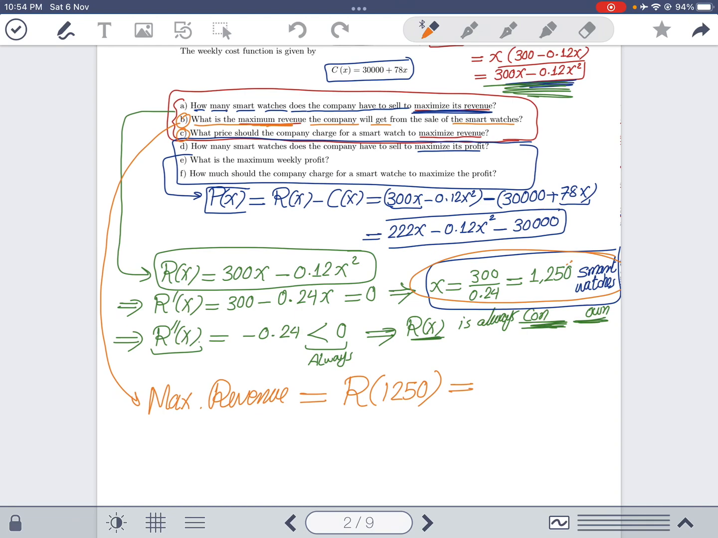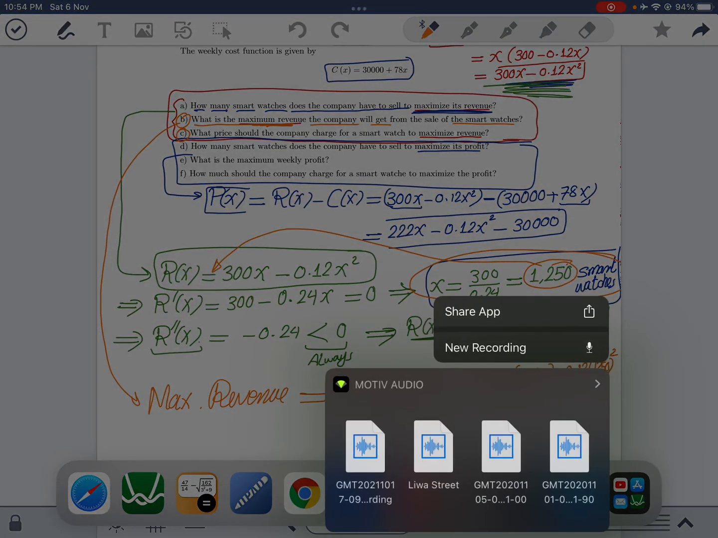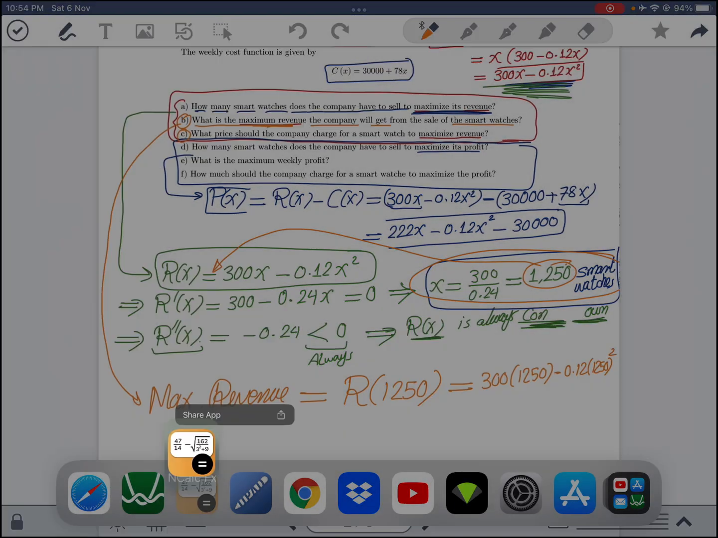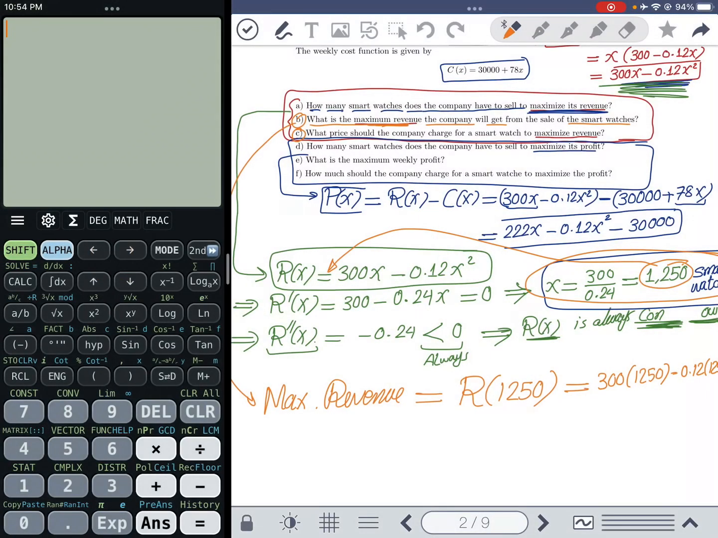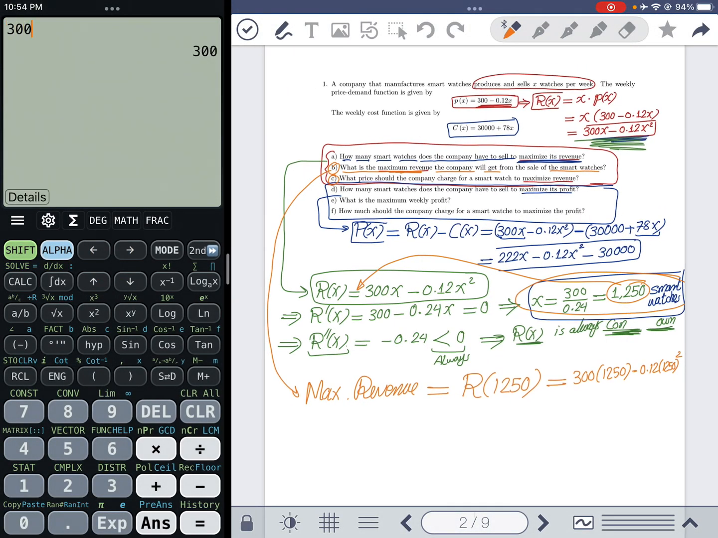And so we need to just put 1250 inside the formula for R. So this will be 300 into 1250 minus 0.12 times 1250 squared. Let's do it on the calculator. So it was 300 times 1250 minus 0.12 times 1250 squared equals 187,500 dirhams. That's the total revenue over the week.